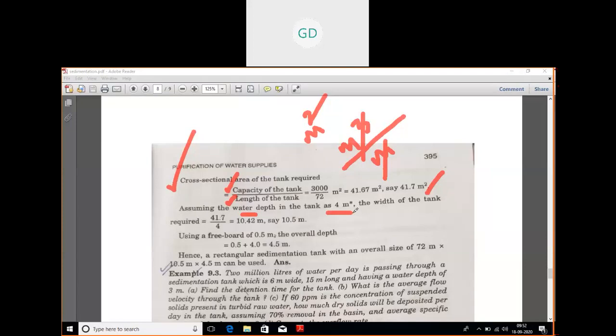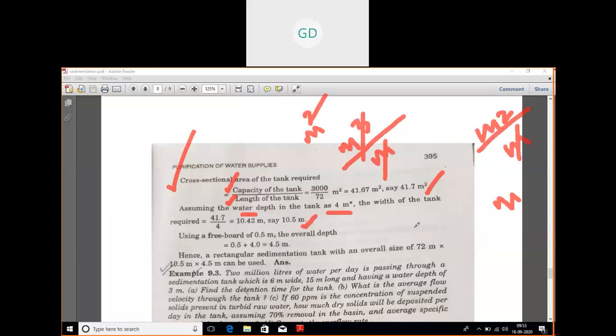Okay, 4 meter they are assuming, and now they are finding the width of the tank by dividing the cross sectional area by the depth. Cross sectional area is in meter square and depth is in meter, so if you cancel both, you will get meter, which will be your required width. So the width, they got it to be 10.5 meter.